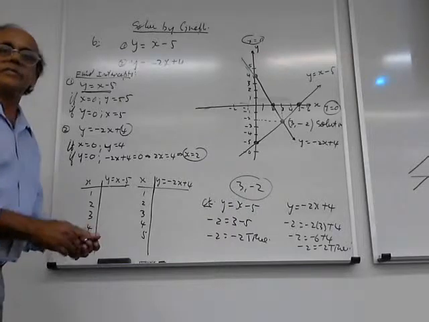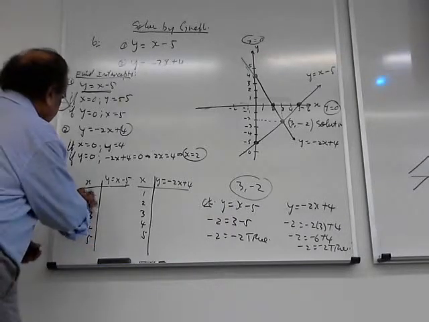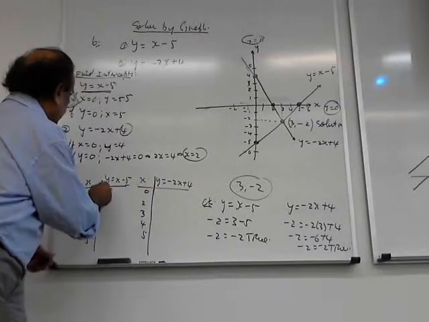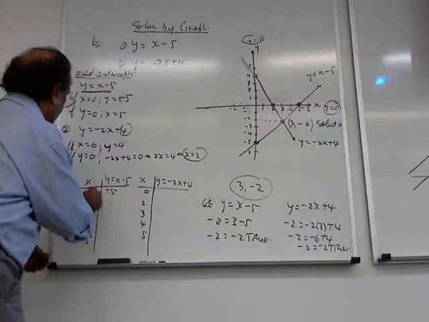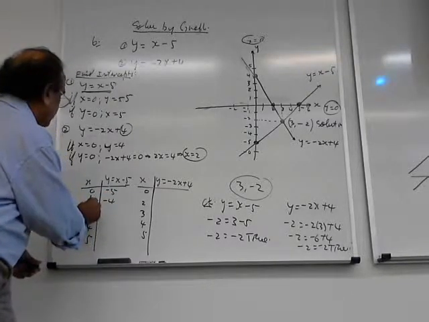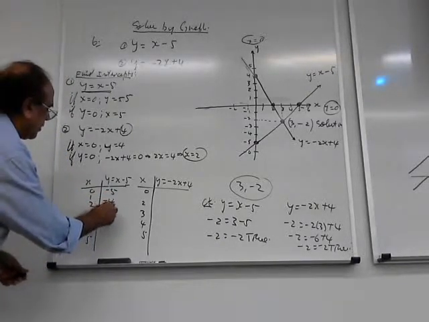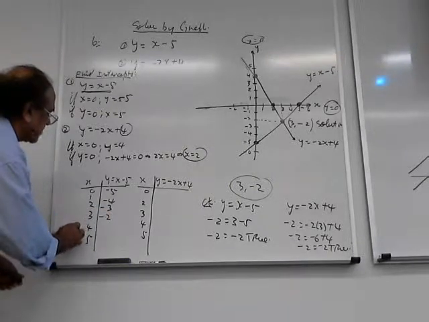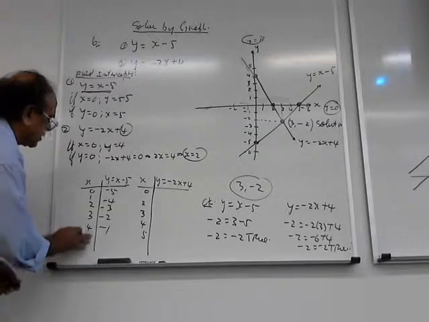When x is 0, let's start with 0 here. This is going to be minus 5. When x is 1, it will be minus 4. When x is 2, it will be minus 3. And if x is 3, it's going to be minus 2. When x is 4, it will be minus 1. You can stop here.